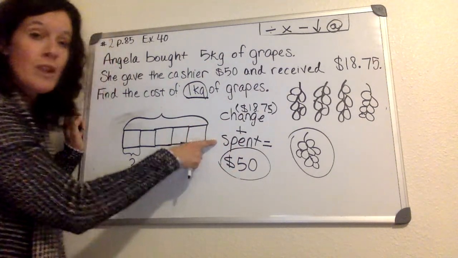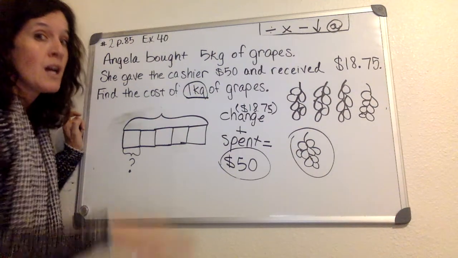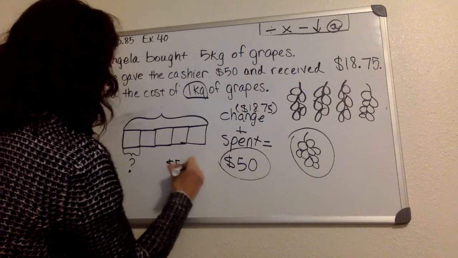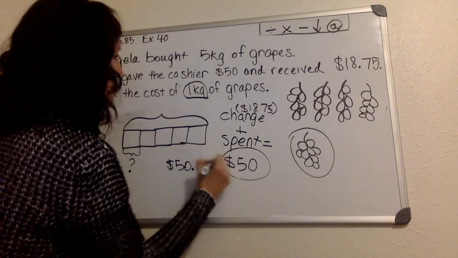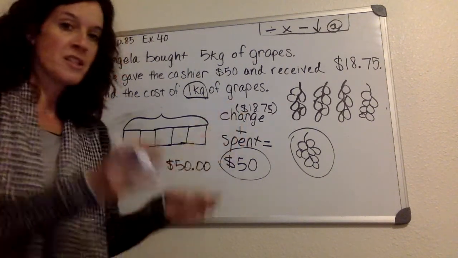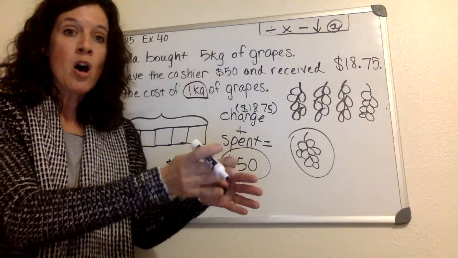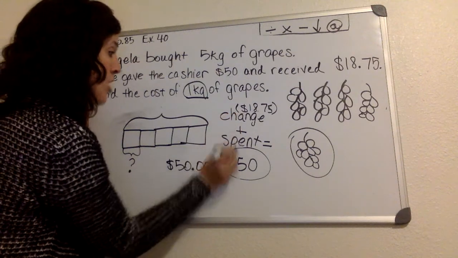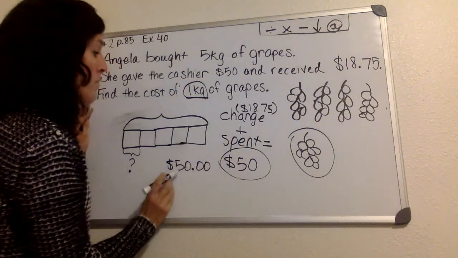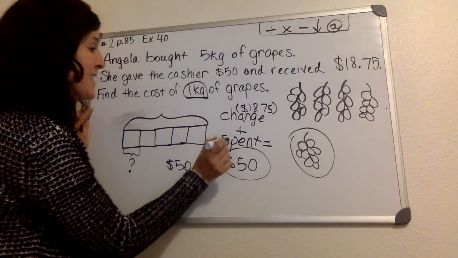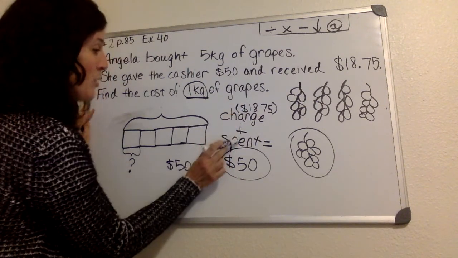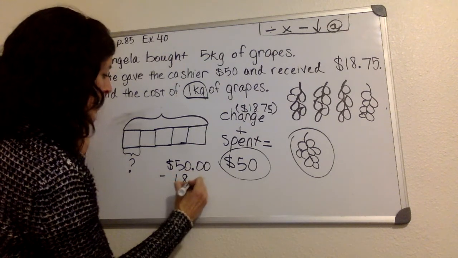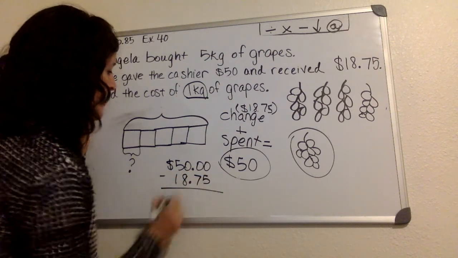How do I find out one of my small numbers? I subtract. Okay, so I take my $50 and I'm going to subtract one of my small numbers because small plus small equals my big number. Okay, so small plus small equals big. Big minus my small is going to give me my other small. All right, let's just go ahead and figure this little guy out.